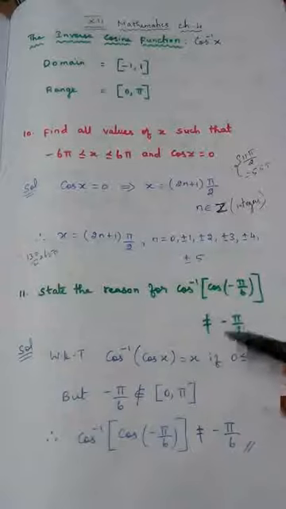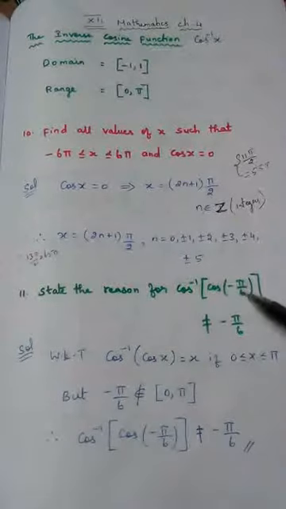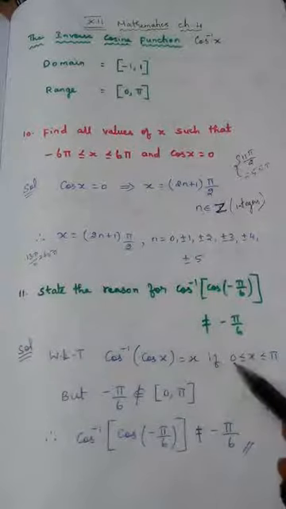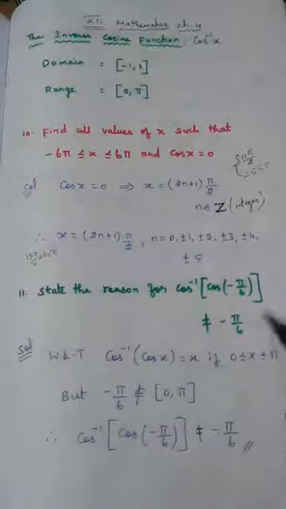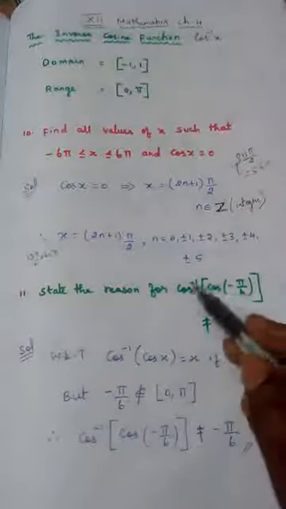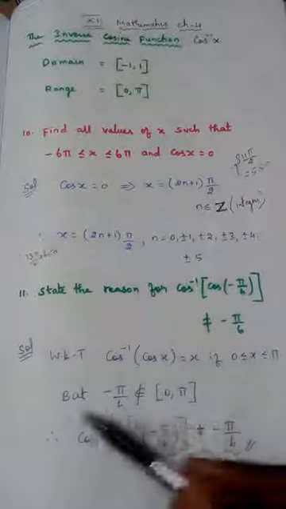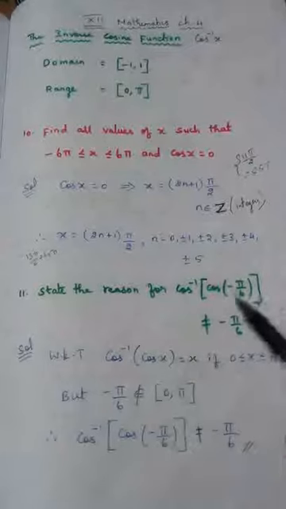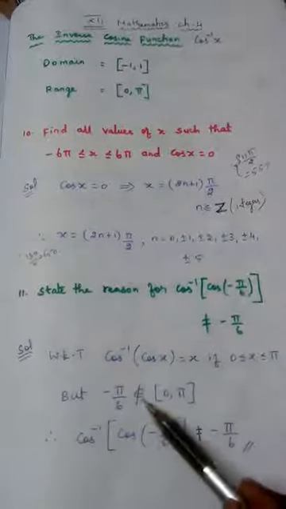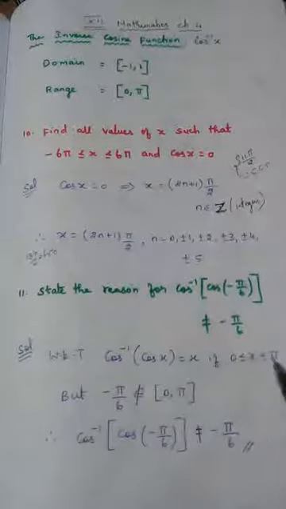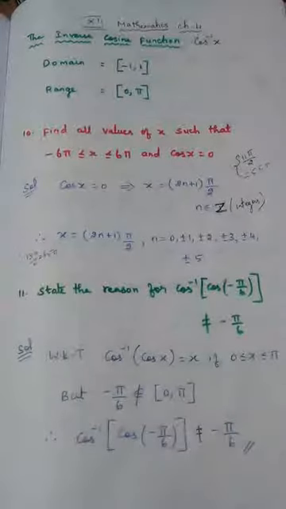Same thing here. See, what is minus pi by 6? Minus 30 degree. Definitely it is not in this interval, because only positive values are here, 0 to 180. This is minus 30 degree, right? So I cannot cancel this and this. That is what I am telling. But minus pi by 6, this minus 30 degree, does not lie within this interval, does not belong to this interval 0 to pi.